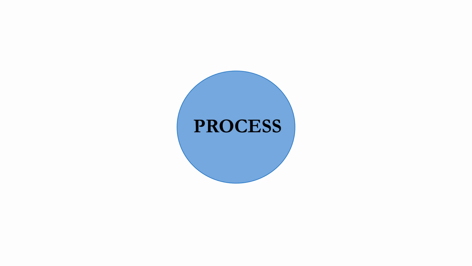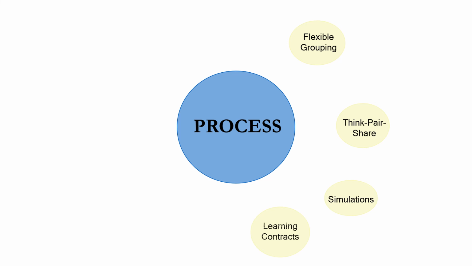Learning may be differentiated by process. You can do flexible types of grouping, changing the groups around according to the learning needs. You can do think, pair, shares, or simulations. You can do learning contracts, tiered assignments, where one student does an assignment one way and another student does it another way. All of these might differ from student group to student group. If you change the way something is taught, but you're teaching the same thing, that's differentiation by process.